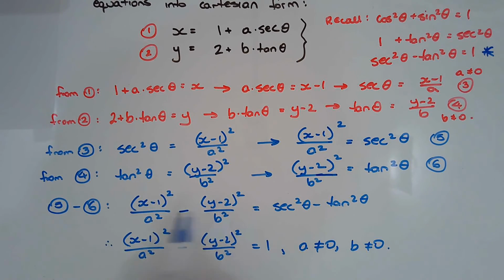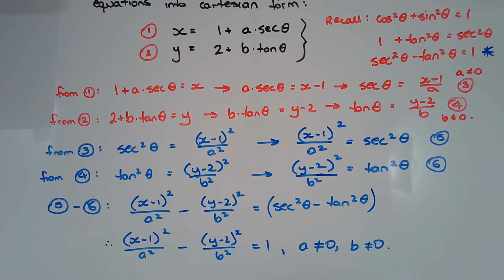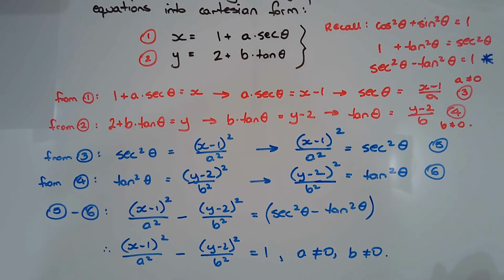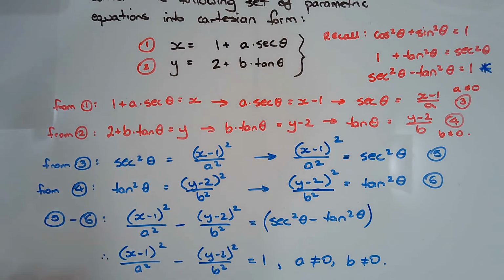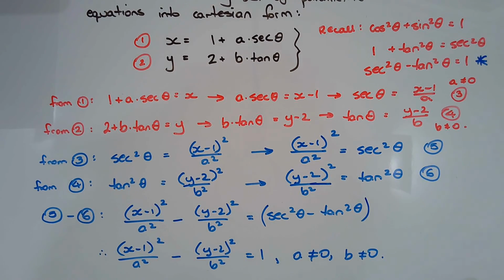So now on one line, x minus 1 all squared over a squared minus y minus 2 all squared over b squared is equal to sec squared theta minus tan squared theta. And we know that that expression can be replaced with the number 1. Therefore, x minus 1 all squared over a squared minus y minus 2 all squared over b squared is equal to 1. And that is our Cartesian equation that corresponds to this set of parametric equations. Don't forget also that a cannot equal 0 and b cannot equal 0, and it's very important to state that. Thank you very much for watching.